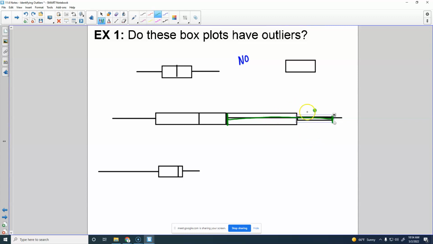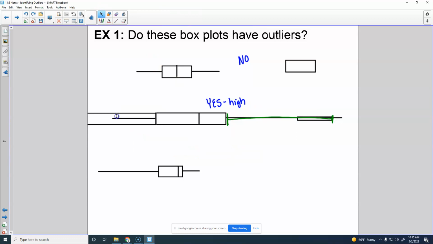Do we have any data points that go beyond that? We do, because our line goes out further than our boxes there. So this one would have an outlier that's high, right? This long whisker over here, that would be a yes, and it would be high outliers. But if we look at the other side, if I take the length of that box and put it here, my whisker doesn't go past that box, so I wouldn't have any low outliers. Okay, so I would say yes for this one.